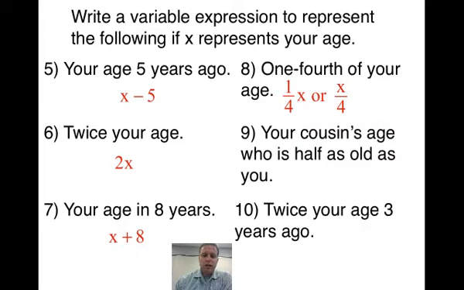Your cousin's age who is half as old as you. So how would you get half? You take your age and multiply it by 1/2, or what I would prefer to do is divide it by 2. Twice your age 3 years ago. That one's a little tricky. So you would have to subtract, then multiply. So that means you're going to need some parentheses.